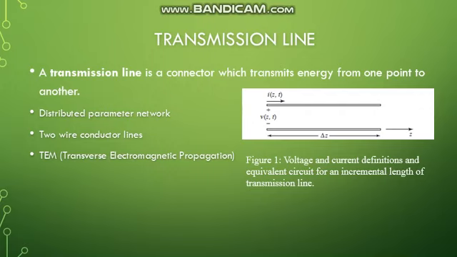So what is a transmission line? A transmission line is a connector which transmits energy from one point to another, and it has a distributed parameter network. So it's two parallel lines, which have capacitive and inductive properties, and we can then use the lumped circuit representation to understand this. First of all, we have to understand the two-wire voltage and current definitions, and the equivalent circuit with an incremental length of transmission line. It is a two-wire conductor line and distributed parameter network. And TEM, transverse electromagnetic propagation, is the propagation criterion of a transmission line.